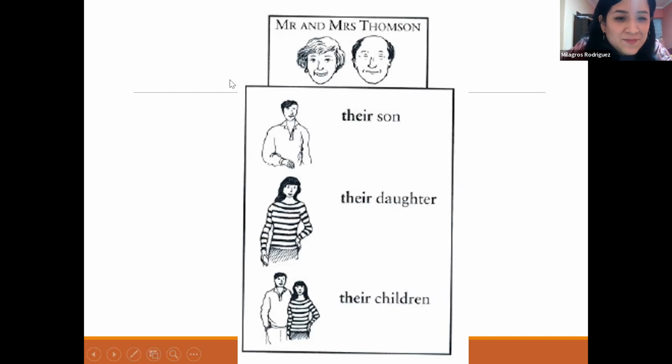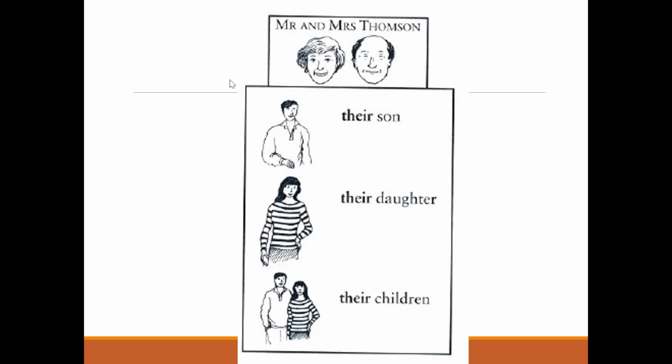Is there any volunteer? No volunteers? Okay, so I'm going to choose Cassandra Troya. Their daughter is young. Okay, their daughter is young. Very good. You can also say their son is 25 years old, right? Their children are good people.